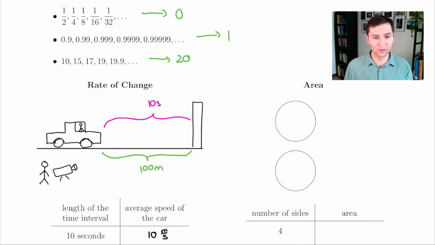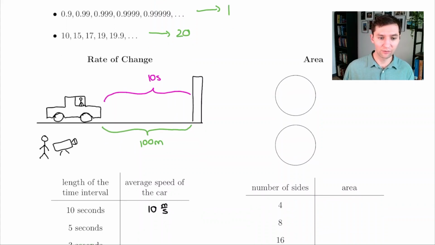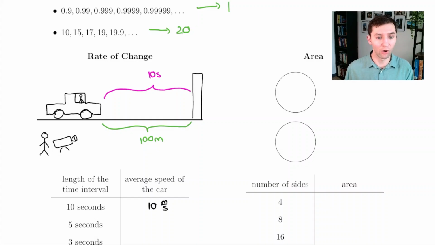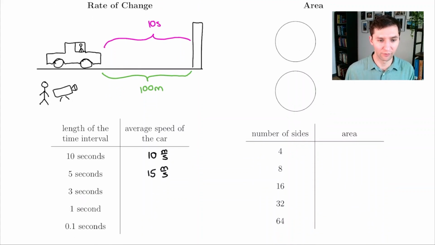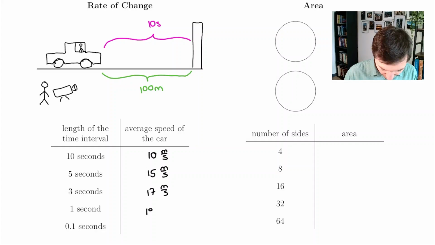So computing average velocity during the first 10 seconds is not the best approximation of the car's speed while it was hitting the wall. So instead, you review the footage again and you take a look at what happened during the last 5 seconds, only when the car was going fast. I did some mock computations for you, and I said that during the last 5 seconds, the average speed of the car was 15 meters per second. And you did the same thing for 3 seconds, 1 second, and the last 0.1 second. And you got 17 meters per second, 19 meters per second, and 19.9 meters per second.